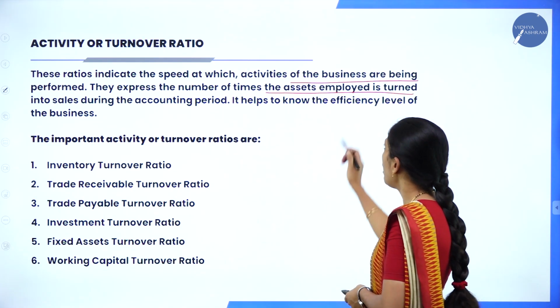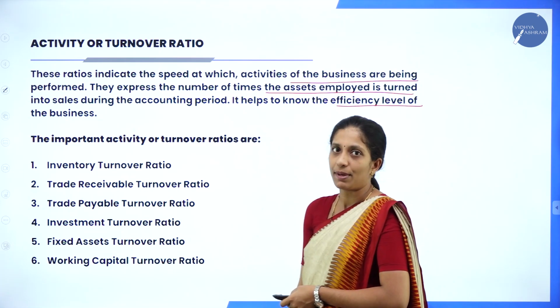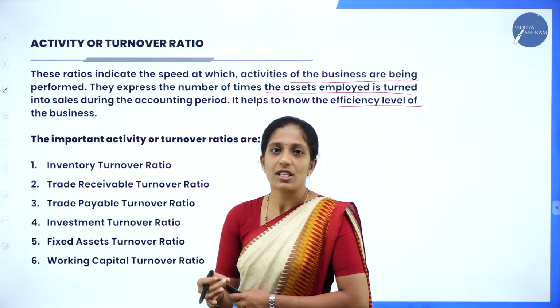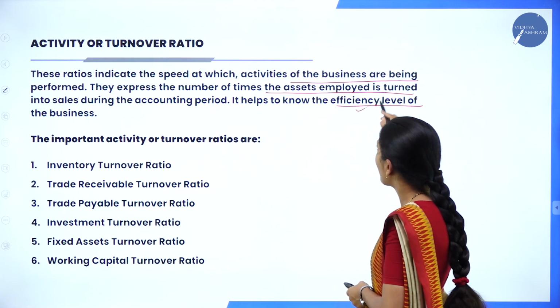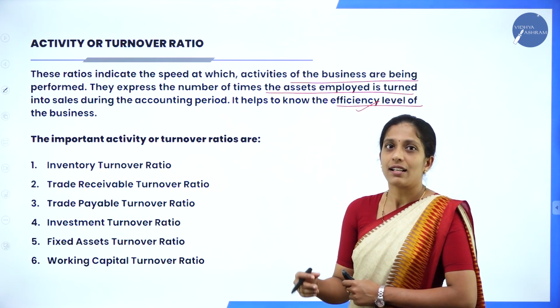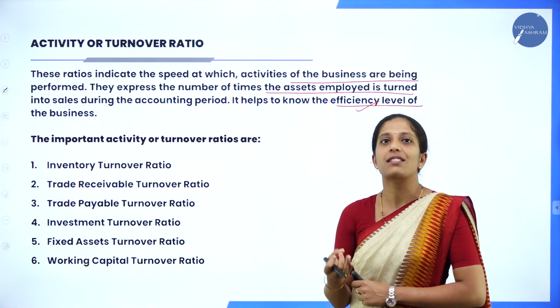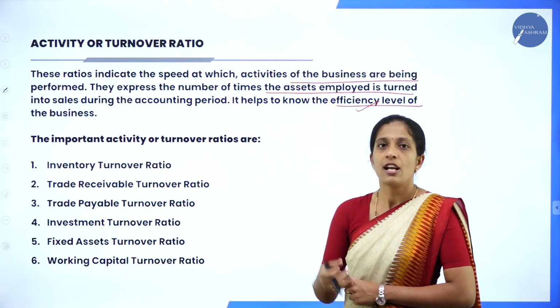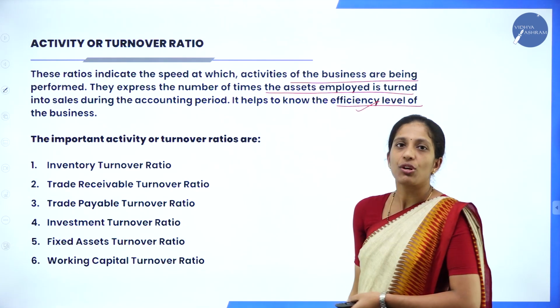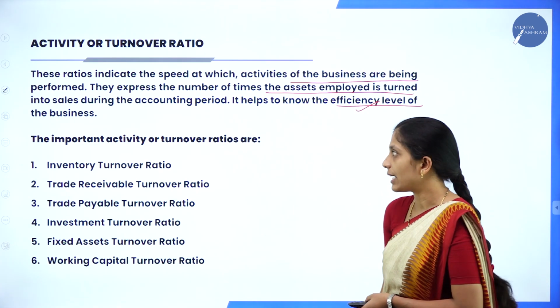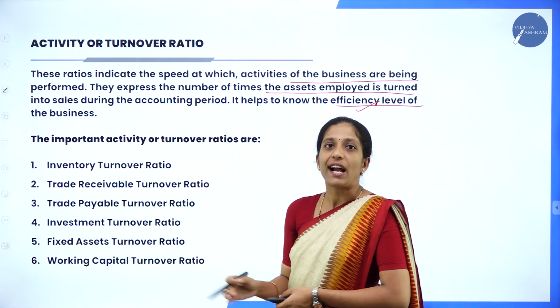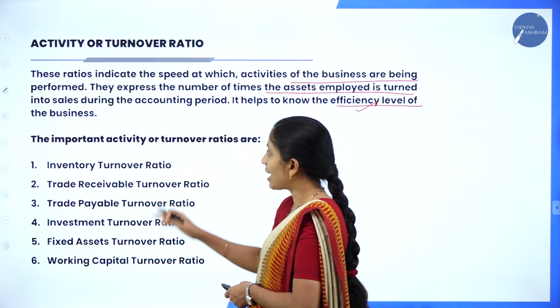It helps to know the efficiency level of the business. So why is this ratio being used? In order to know the efficiency level of the business, that is, at what speed the activities are being conducted in the business. To measure that, this activity or turnover ratio is calculated. So there are various types of activity or turnover ratio. These are the types.